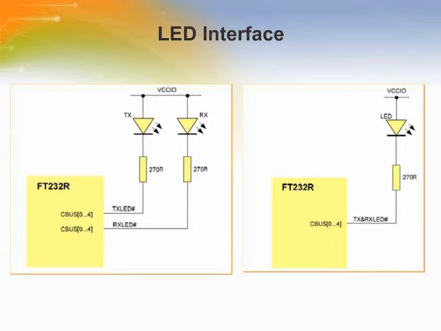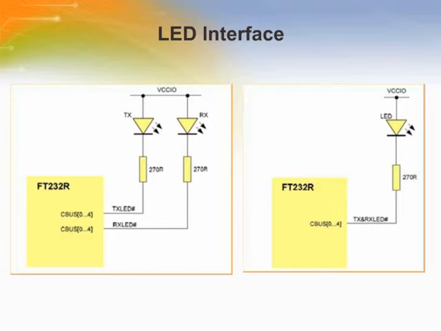Any of the C-bus I/O pins can be configured to drive an LED. The FT232R has 3 configuration options for driving LEDs from the C-bus. These are TX LED, RX LED, and TX and RX LED.